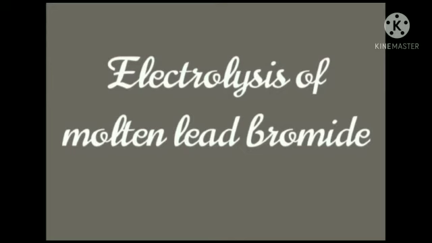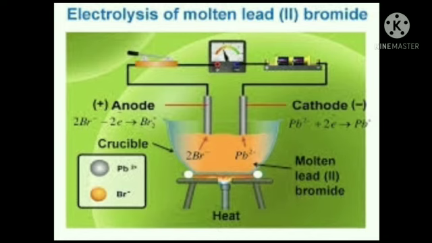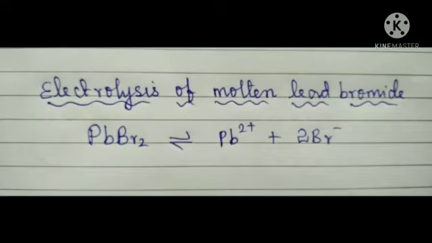Let us learn the electrolysis of molten lead bromide. We have taken the lead bromide in the molten state in a silica crucible. There are only two ions, Pb2+ and Br-. There will be no water molecules or water ions because we didn't add any water. So there is no competition here.